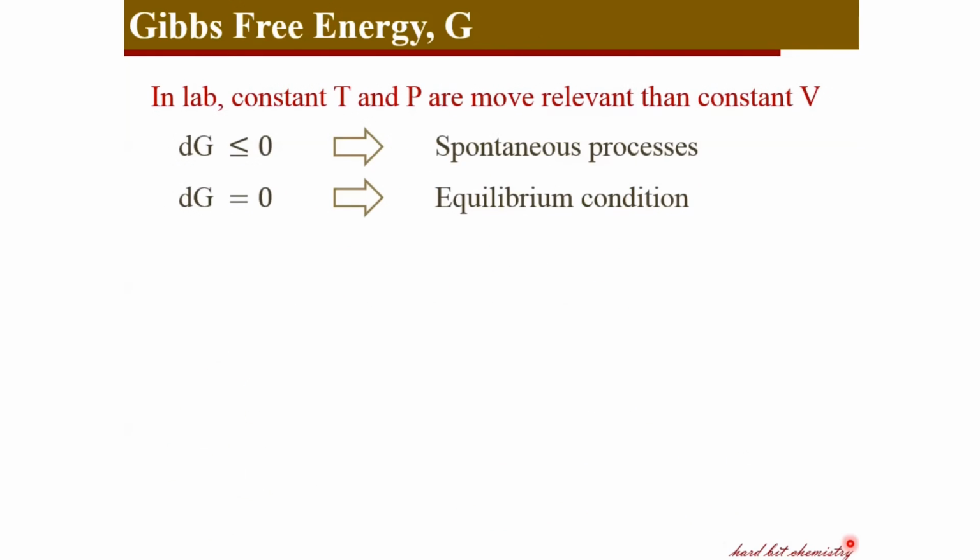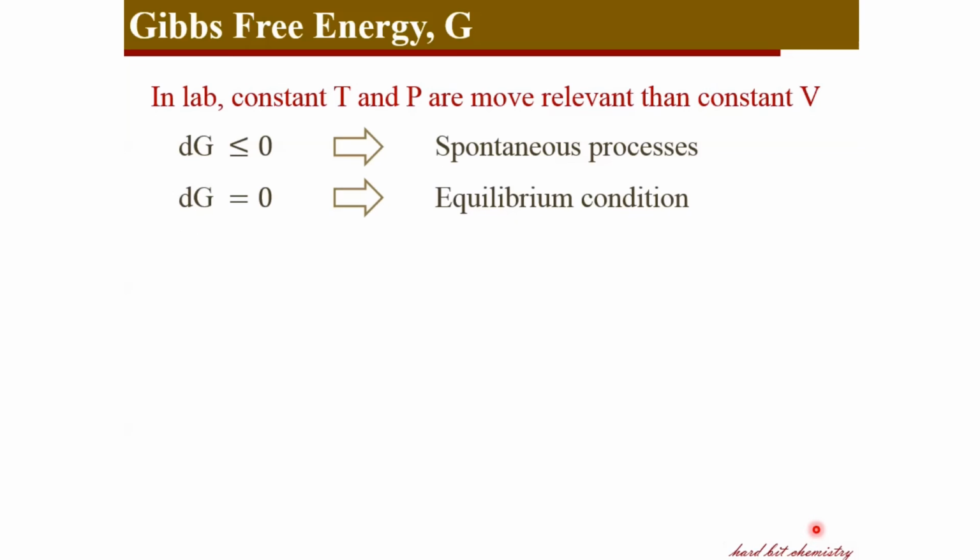As I said before, Gibbs free energy is the more relevant term in a laboratory condition because there we are dealing at constant temperature and constant pressure conditions rather than the constant volume condition. As we have seen before, the change in free energy should be less than or equal to 0 for a spontaneous process in general, and exclusively for an equilibrium process, the change in Gibbs free energy should be 0.